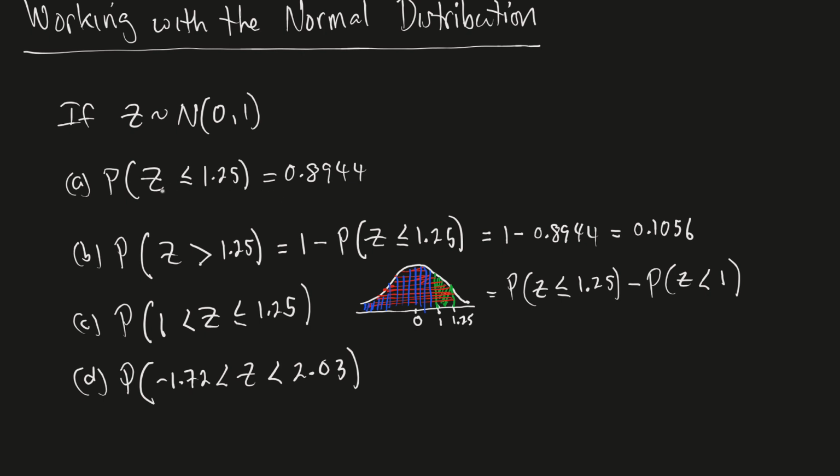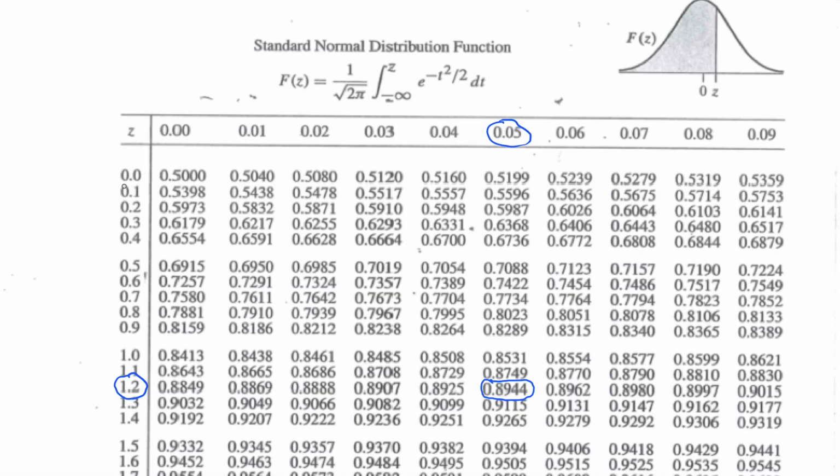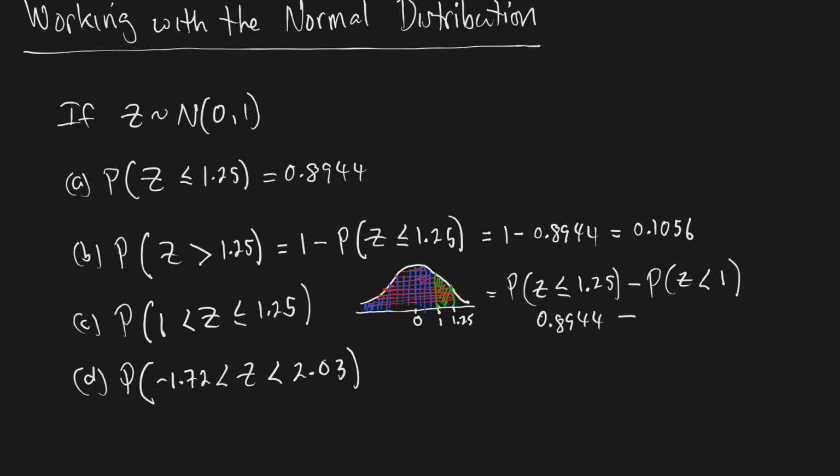So let's see. The probability that z is less than or equal to 1.25 is 0.8944. We already found that one. Now we need to figure out the probability that our standard normal random variable is strictly less than 1. Well, let's go back to our table to see if we can find 1.00. So we're looking for 1.00, and that's right here. So that's 0.8413. Let's write that down. 0.8413. Take a difference there. What do we end up with?